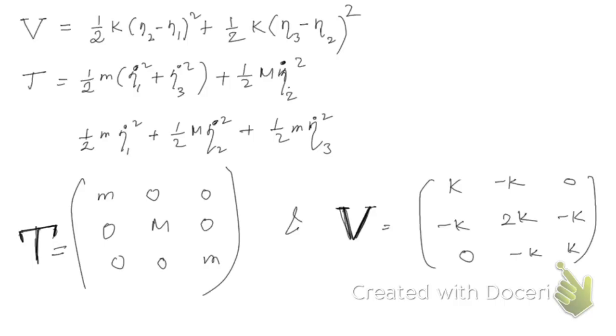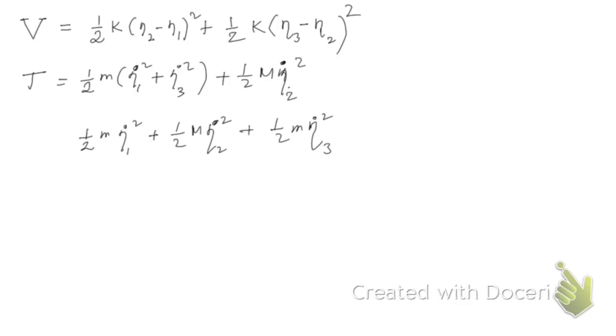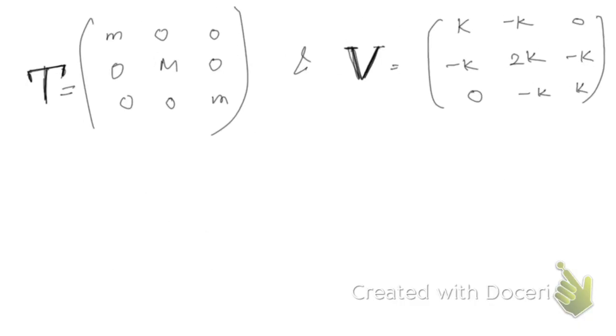Now you see, let me copy these two matrices and go to a new slide. Here you see, now from these two we're going to get a circular equation.